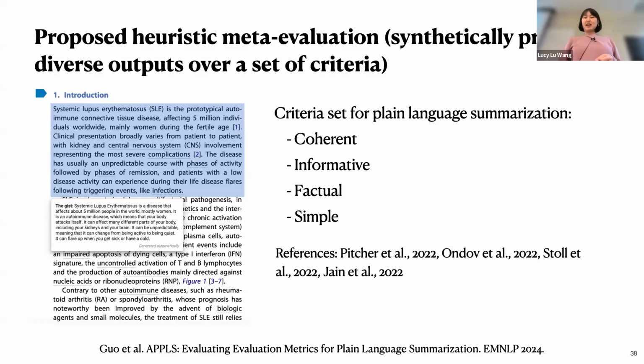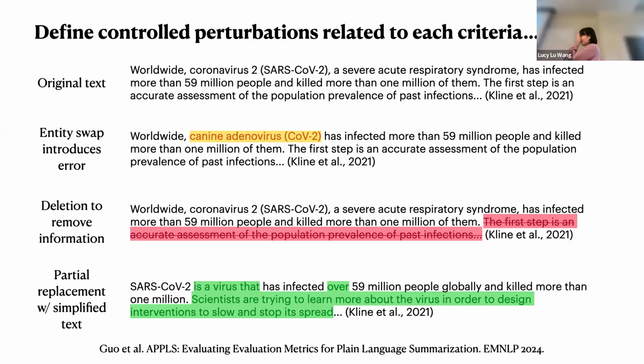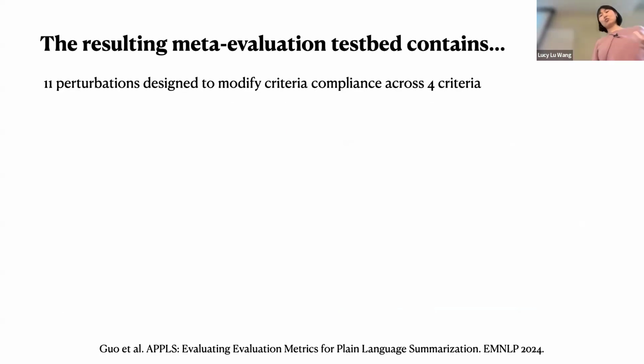And I know I'm running out of time, so I'll just quickly try to wrap up. So we define a set of controlled perturbations along each of these criteria that we can control. For example, maybe we take the original text and we introduce factual errors by substituting in different entities. Or maybe we increase the simplicity of the text by substituting parts of that text with more simplified text. So these are perturbations that we can apply to different portions of the text in a controlled way.